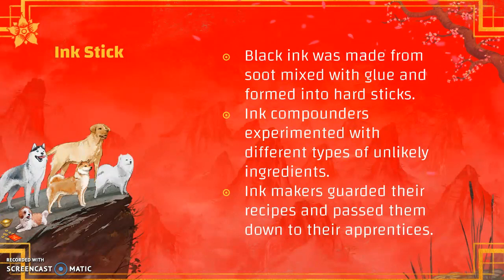The ink stick. Black ink was made from soot, and pine soot was also used, mixed with glue and formed into these hard sticks. Ink compounders would experiment with different types of unlikely ingredients. I read somewhere that somebody added jade dust into it. Those ink makers would often guard the recipes for making the ink stick, and they would only pass them down to their apprentice, the person they took under them to learn the craft of creating ink sticks.